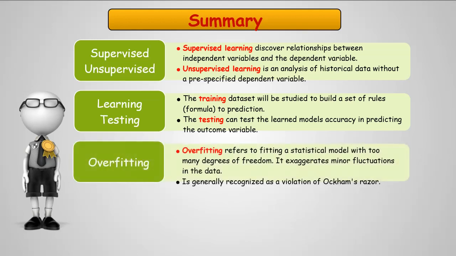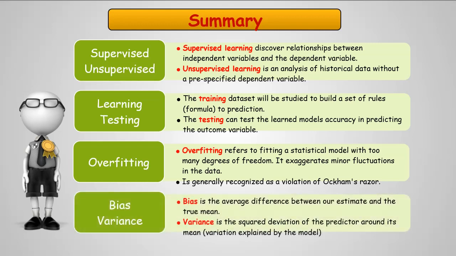Overfitting refers to fitting a statistical model with too many degrees of freedom so that it exaggerates minor fluctuations in data, making your model appear better than it is. In general, it's recognized as a violation of Occam's razor. And finally, bias and variance. Bias is the average distance between the mean of our estimate and the true mean. And variance is the squared deviation of the predictor around its mean. Variation is explained by the model.